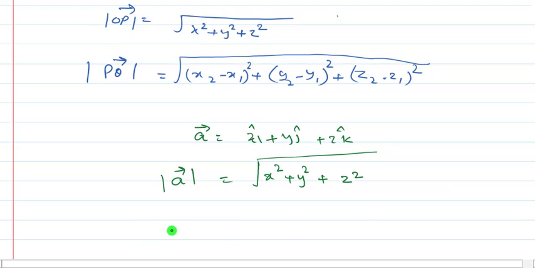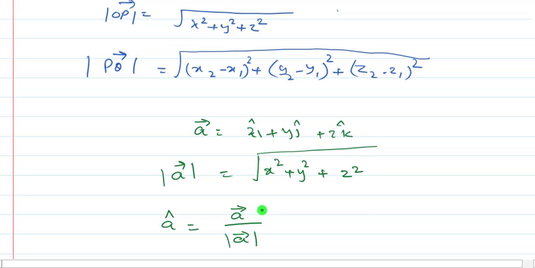Now next, how to calculate the unit vector. As I just mentioned, the unit vector is represented by A cap. A cap means the unit vector of A, and it is simply vector A upon the modulus of vector A. Why is this so? Because a unit vector is a vector whose magnitude is 1. We have discussed the definition of the unit vector. So if we divide a vector by its magnitude, then the magnitude of this unit vector will be 1. That's why A cap is equal to vector A upon modulus of vector A.